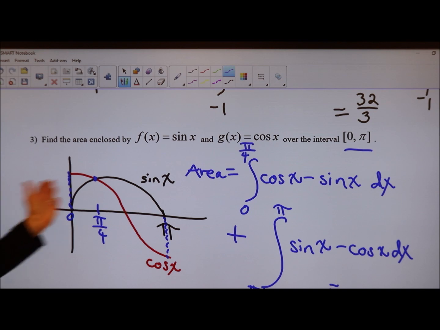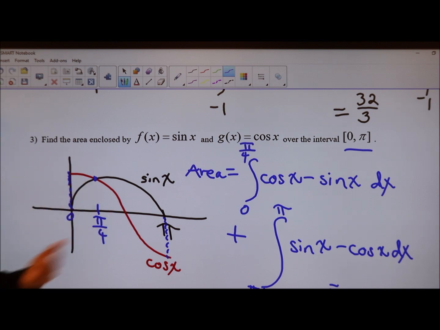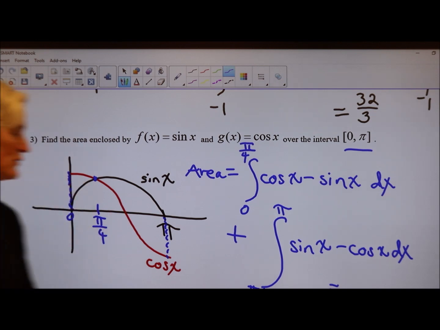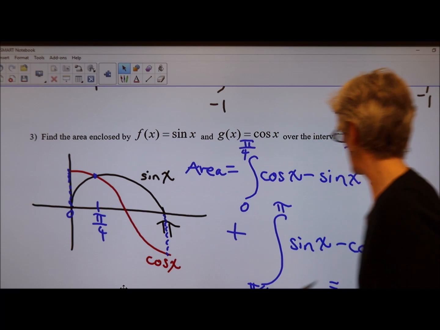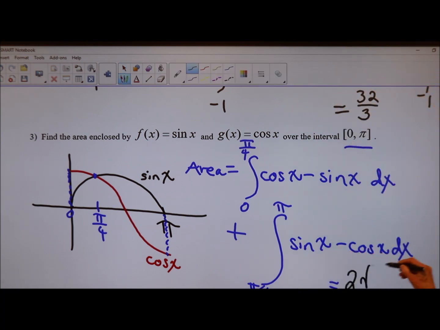And again, we could do this by hand, but I'm not going to do that right now. If you do this by hand, the answer you get should be 2 times the square root of 2. Okay, pretty fun.